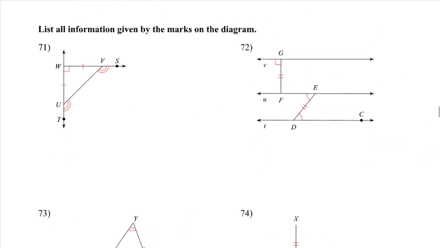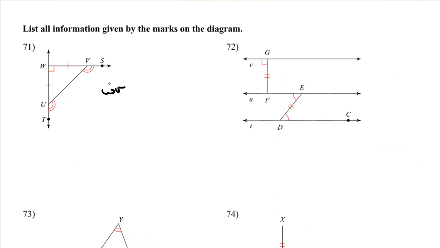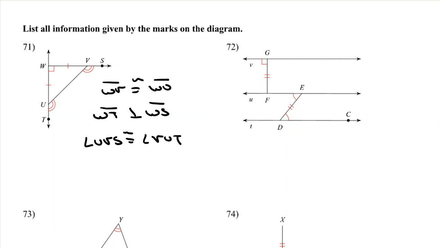And then down here, I'm just asking you to write. So here you would write line segment WV is congruent to WU. We also have angle. Oh, how could I do that? Right angle. So you could talk about things being perpendicular. So WT, let's say, is perpendicular to WS. That's a nice one. And then you just want to get that angle, which is UVS, is congruent to angle VUT. And with that, I think that's everything there.